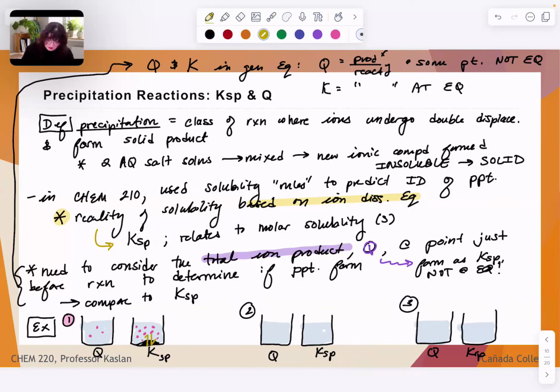So in this case, we would say that Q is less than KSP. I could continue to add ions, so I can increase the number of ions. As a reminder to ourselves, we are looking at the point of solid. Where should I put this? Solid going to aqueous.